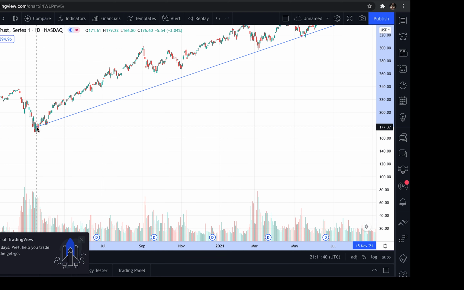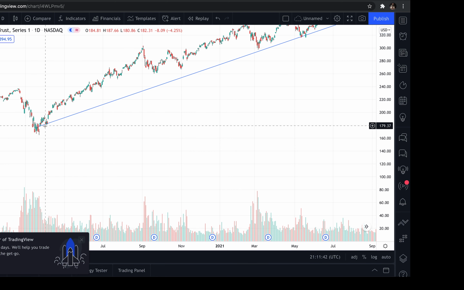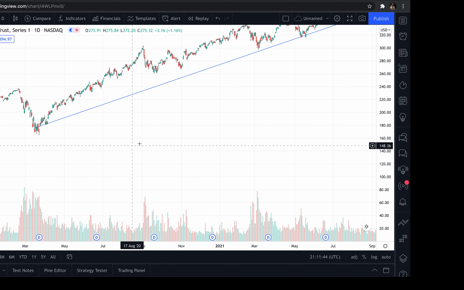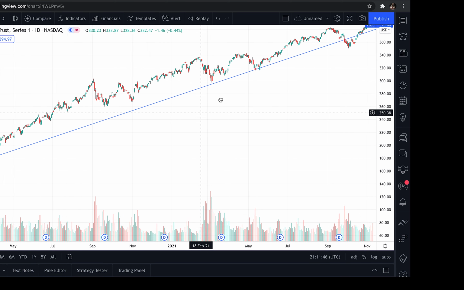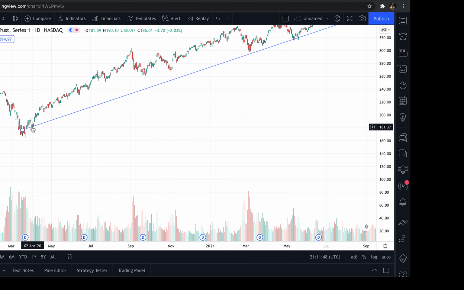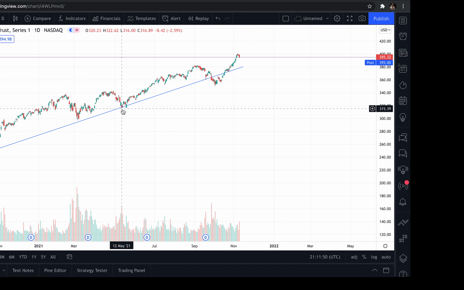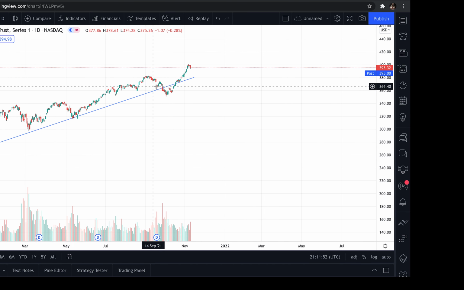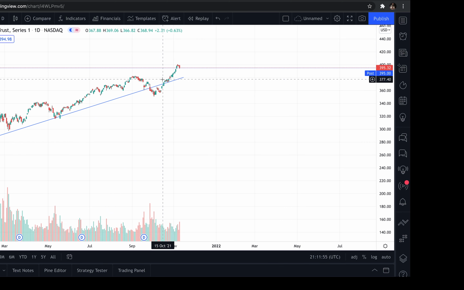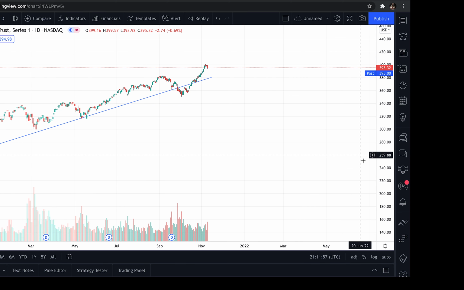Let's make this a little better right here. There you go. Multiple touches here. Okay, right? Multiple touches here. Touches here. We bounced. Touched it again here. This candlestick, and then we bounced. All right.